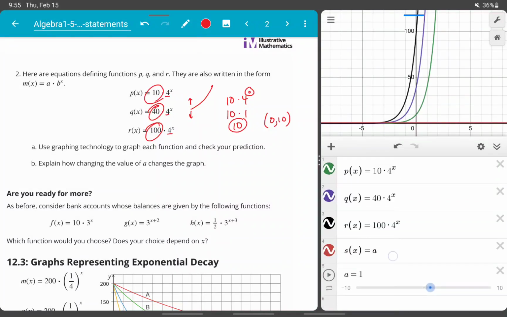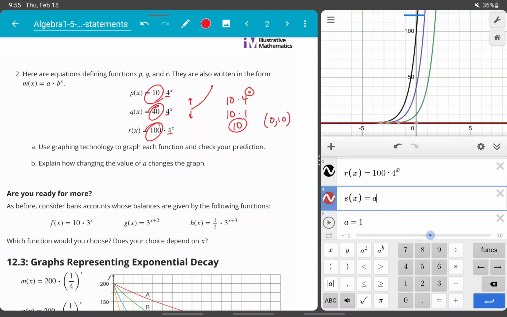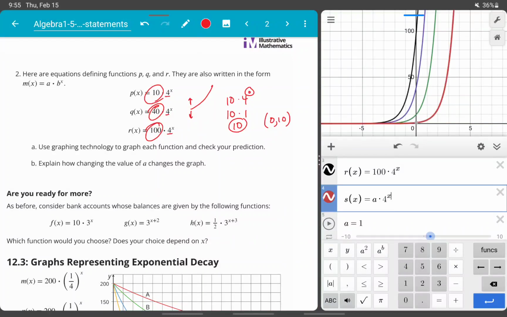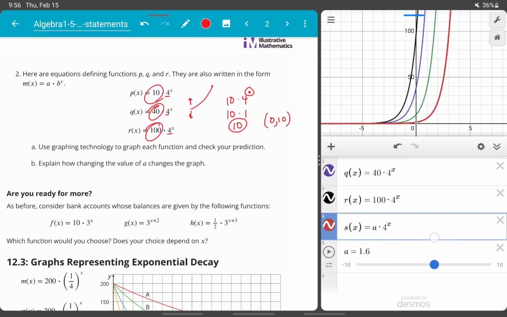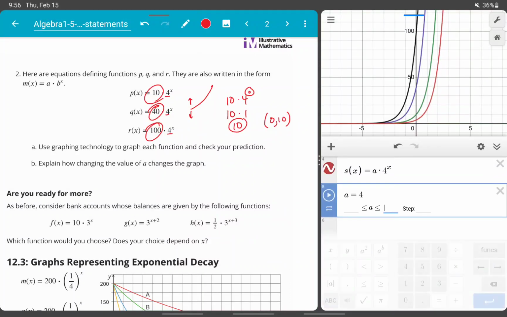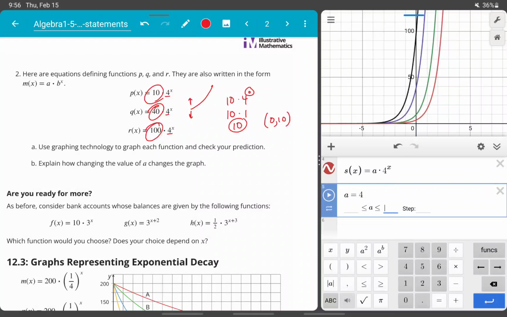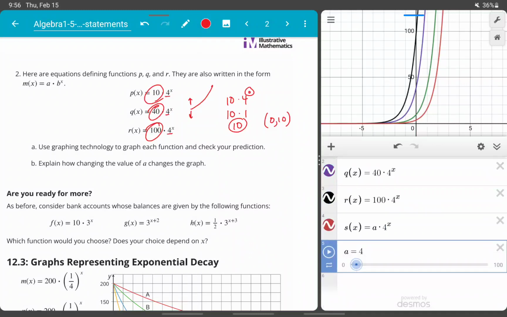Let's add a slider there. A times 4 to the x. And so it looks like as I'm changing my A value, I want to see if I make this. There we go. So my A value is actually still going up at about the same rate, right? But it looks like it's crossing the vertical axis in different places.